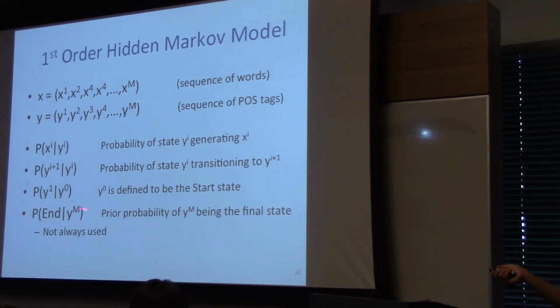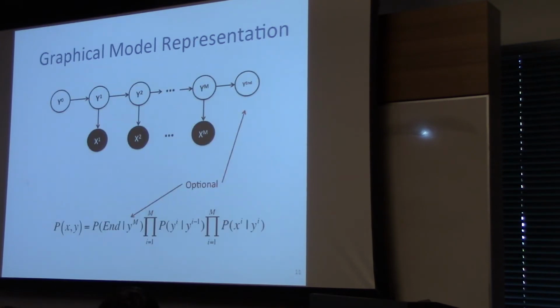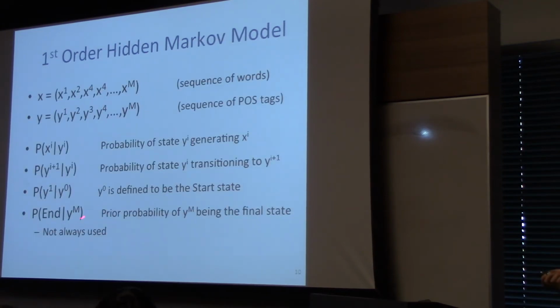And then there's an end, and this is not always used, but there's also an end transition. So what is the probability of this part of speech tag being the end of a sentence? More precisely, given that we're at this part of speech tag, what is the probability that it'll end the sentence rather than transition to another part of speech tag?